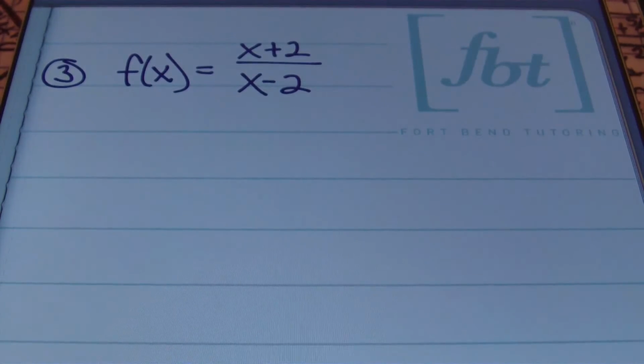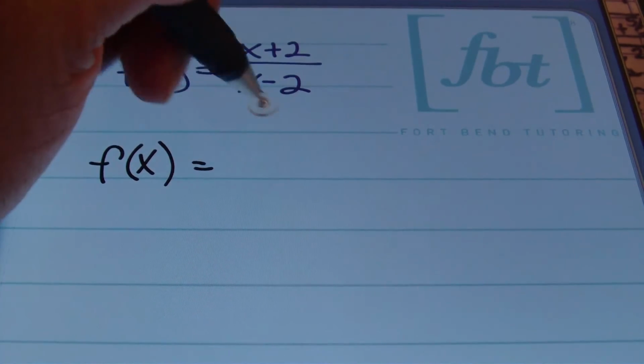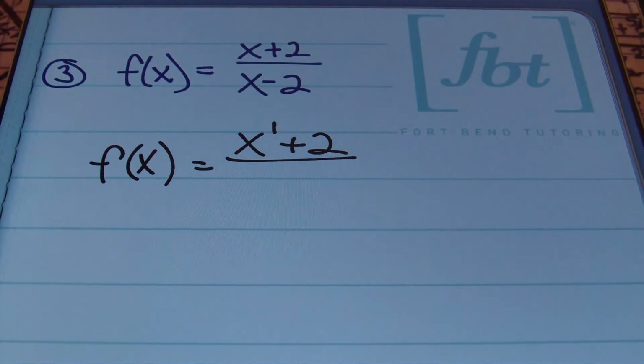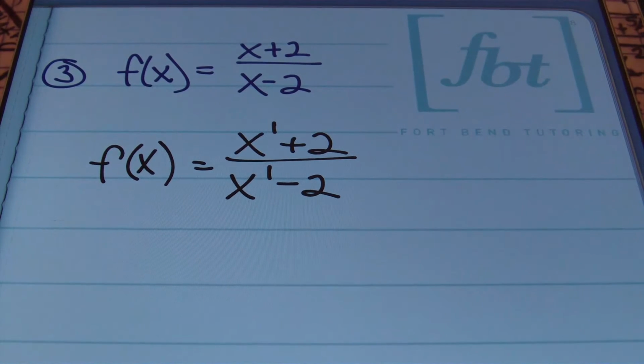In problem 3, we have f of x equals x plus 2 divided by x minus 2. So in this problem, if I were to rewrite it to show what the degree of the numerator and the denominator is, I can show that in the numerator, the term with the highest degree is 1, and then in the denominator, the term with the highest degree is 1. So therefore, the degree of the numerator is 1, and the degree of the denominator is 1. So this is the first time we have a problem where the degree in the numerator and the degree in the denominator is the same.